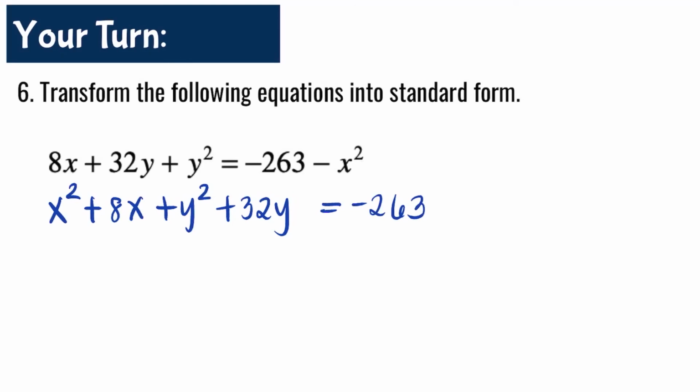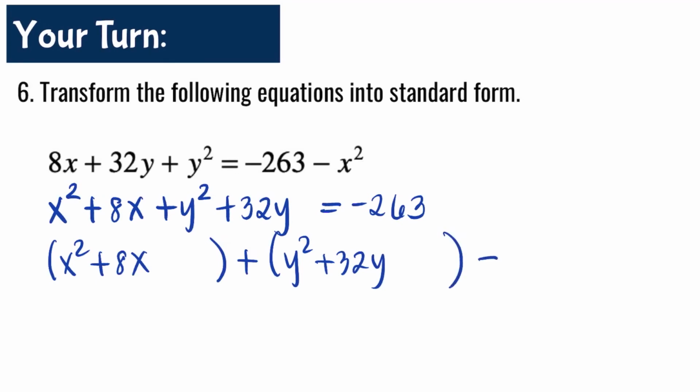Now set up two groups. We have x squared plus 8x. The second group, y squared plus 32y, is equal to negative 263. Now we need to complete each group by adding the third term. Half of 8 is 4. Square it, 16. So we need to add 16 to both sides of the equation.